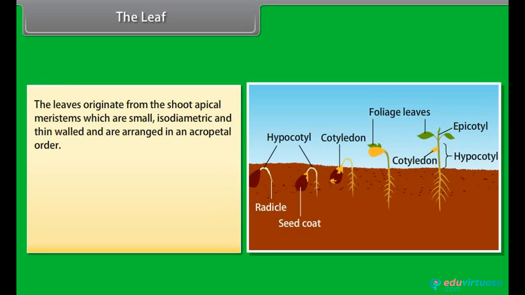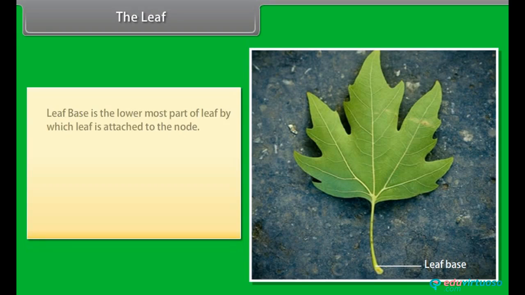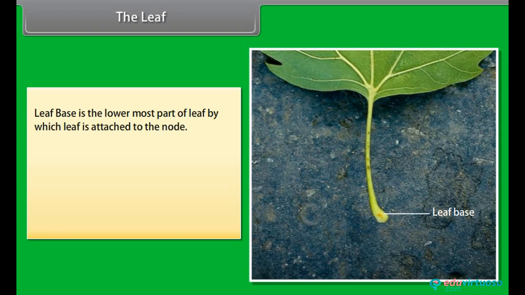The leaves originate from the shoot apical meristems, which are small, isodiametric, and thin-walled and are arranged in an acropetal order. Leaf consists of three main parts: leaf base, petiole, lamina. Leaf base is the lowermost part of the leaf by which leaf is attached to the node. Leaf base bears two lateral small leaf-like structures called stipules.